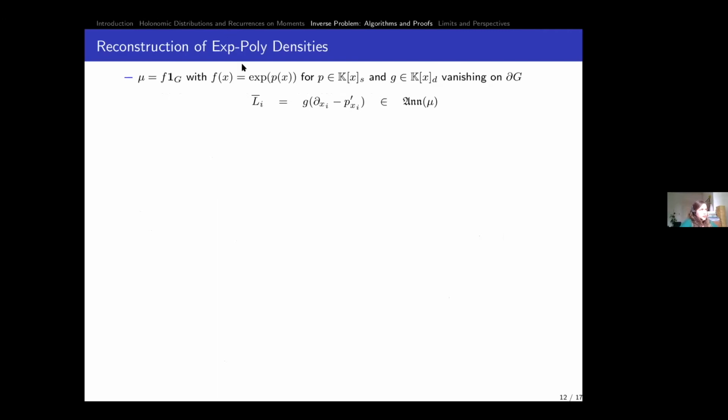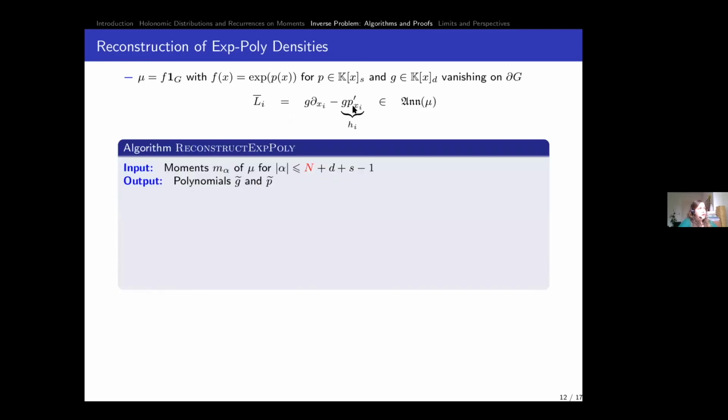So in the exponential over polynomial case, what we are searching for is a polynomial g of total degree at most d, which vanishes on the boundary of the support, and we are also searching to reconstruct the coefficients of p. We know that the density is the exponential of a polynomial of total degree at most s. So as I showed you before, we make an ansatz. This would be the unknown exact operator that is in the annihilator of mu, but we don't know it, so we make an ansatz on this one. If we put an ansatz on g directly and an ansatz on p, we would get a non-linear relation between the coefficients of these two polynomials.